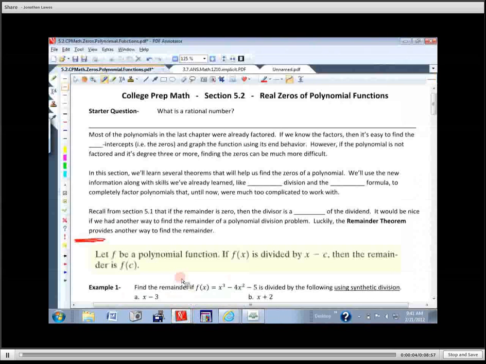Alright. So this section is on the real zeros of a polynomial function. So the first question is, can anybody tell us what a rational number is? Okay, it's a number that can be written as a fraction. It's written as a over b, where a and b are integers. Can anybody give me an example of a rational number?